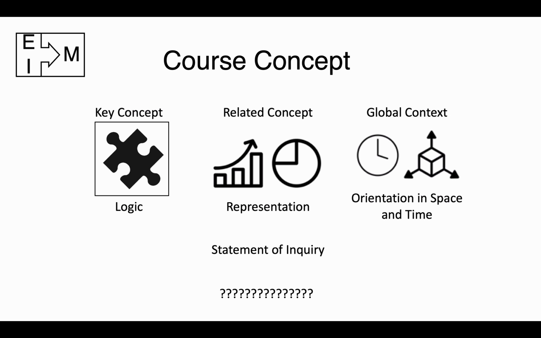Our related concept is representation. Numbers can be represented in many ways, for example, in charts and graphs. Finally, our global context is orientation in space and time. How can we put these together to create a statement of inquiry?